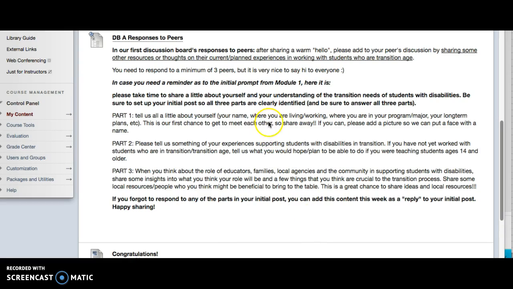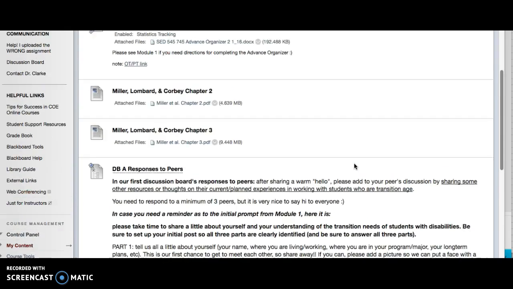If you did not get to fully share for parts 1, 2, and 3 in your initial post, remember that you can always reply to your own initial post and add content, and I will count all of that when I am grading your posts. I'll look at your initial post, any extra information you added, and then all of your responses to peers. That all goes into your grade.